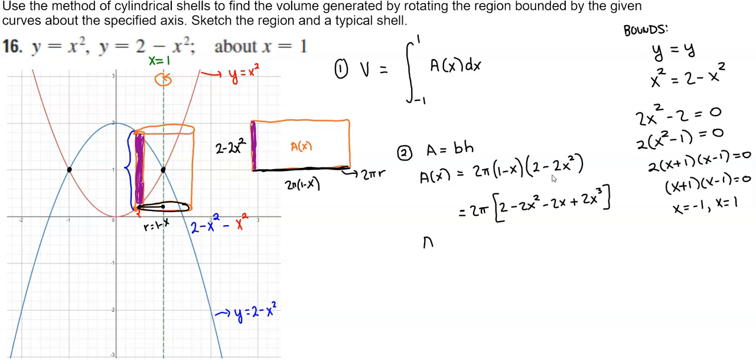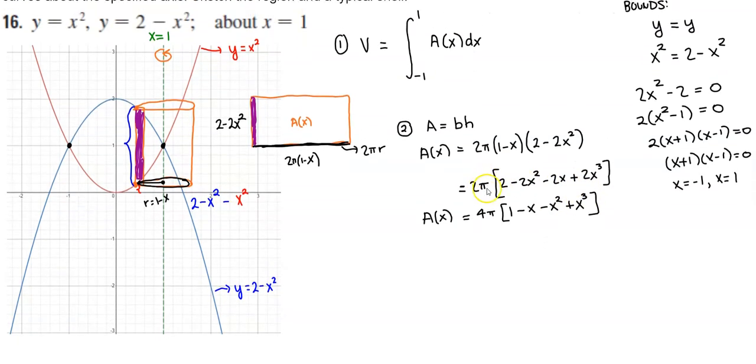Okay, now let's clean this up a little bit. We can factor out a 2. If we factor out a 2 and multiply it by that 2 pi, that's going to give us 4 pi. And then we're just going to reorder it in descending order. So we have 1, and then minus x, and then minus x squared, and then plus x cubed. So now we know what our function is, and we're ready to integrate.